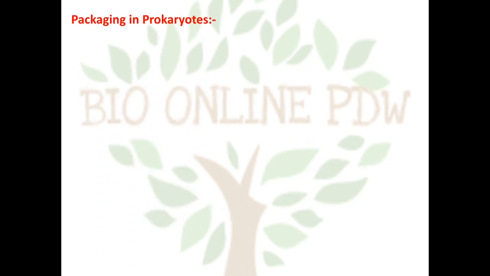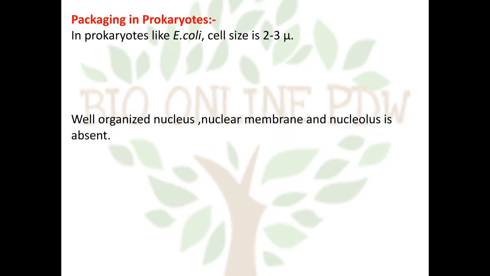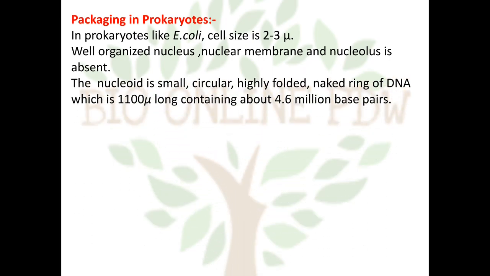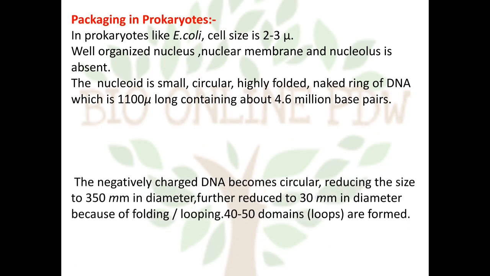Packaging, starting with the packaging in prokaryotes. The prokaryotes, mainly bacteria like E. coli, have a cell size of about 2 to 3 microns. A well organized nucleus, nuclear membrane and nucleolus are totally absent in prokaryotes. Whatever genetic material is present is in the form of a nucleoid, which is a small, circular, highly folded, naked ring of DNA, about 1100 microns long, containing about 4.6 million base pairs.